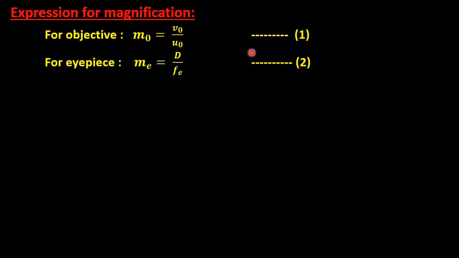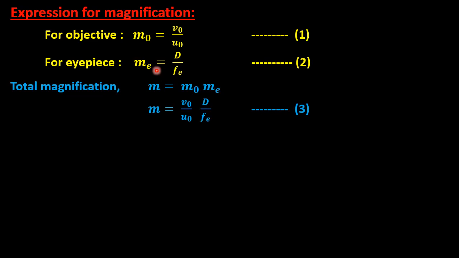Now similarly, let us derive an expression for magnification for the normal adjustment. For the objective lens, the expression for magnification is the same, M0 equals V0 by U0. This is our equation number 1. And for the eyepiece, ME equals D by FE. This equation number 2 we have already derived for the simple microscope, so you have to remember this. Then the total magnification will be given by the product M equals V0 by U0 into D by FE. Let this be our equation number 3.